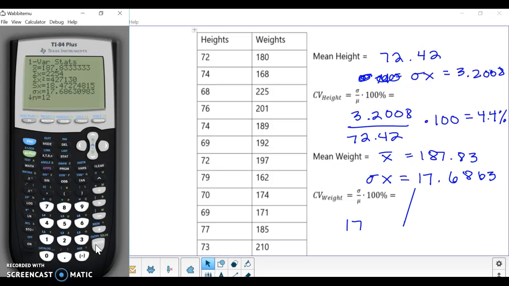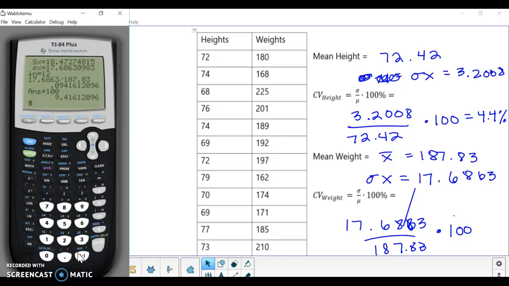So standard deviation divided by mean, multiplied by 100, is 9.4%. And that tells us that our weight varies more, since it has a higher percentage.